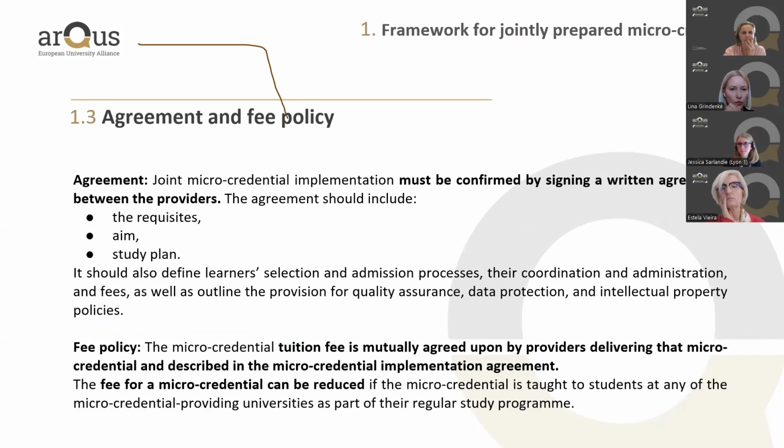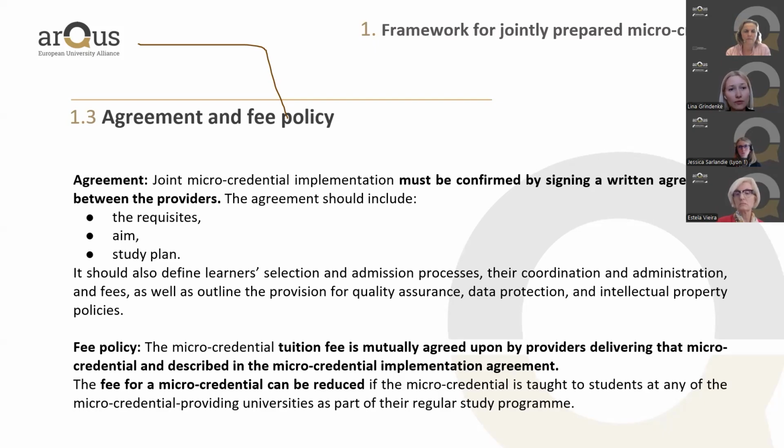Yeah, and just to move forward, of course, in the framework we described the agreement and the fee policy a little bit. So basically, for the agreement part, we described that the micro-credential implementation must be confirmed by signing an agreement between the providers. Of course, it should define learner selection and admission processes, their coordination, and administration fees, as well as outline the provisions for quality assurance, data protection, and intellectual property policies. As I said, it doesn't mean that it must be signed by the rector's office. It can be signed by 2 faculties as well.